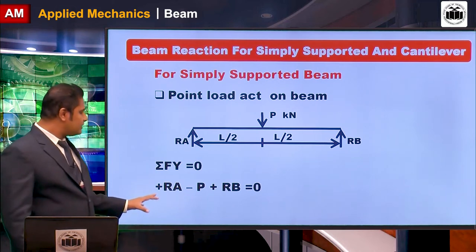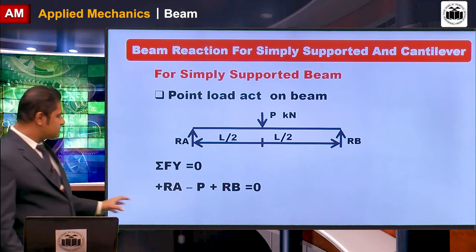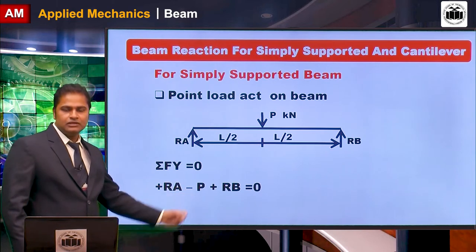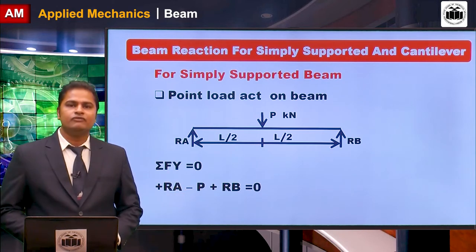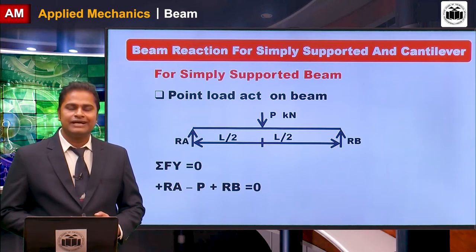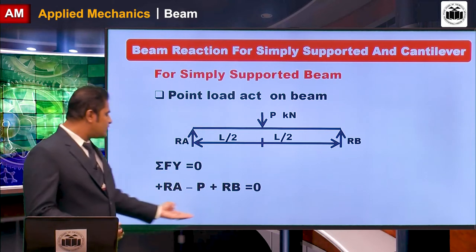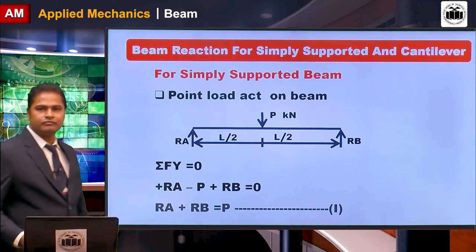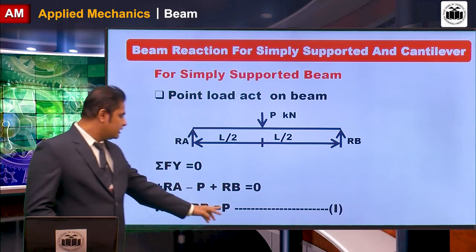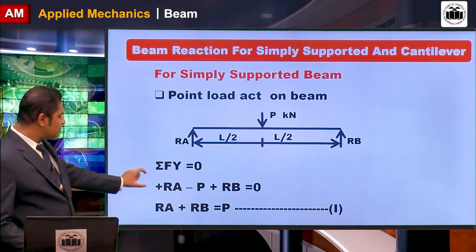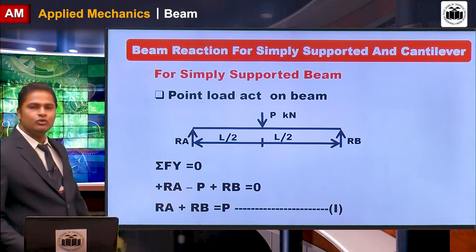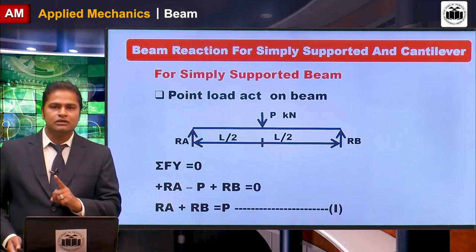The students' common mistake is this minus sign. Students do not take the vertically downward forces as negative. They take the positive sign, and after that the solution of RA plus RB comes out negative. So be careful about this step. This step gives 1 mark to the students.